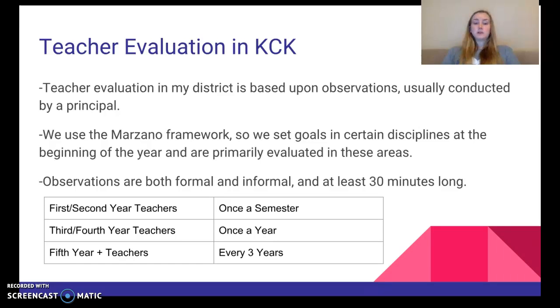We use the Marzano framework, which was mentioned in one of the articles that we used for a previous module in this course. So we set goals in certain disciplines at the beginning of the year, and then we're primarily evaluated in those areas. Observations, we have formal and informal, and based on our negotiated agreement, they have to be at least 30 minutes long each. So it also follows the state of Kansas's regulations for first and second year teachers, third, fourth year teachers, and then fifth year and beyond teachers.